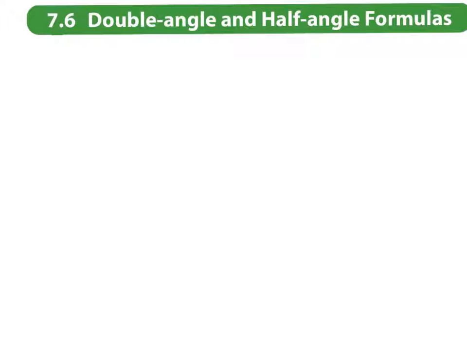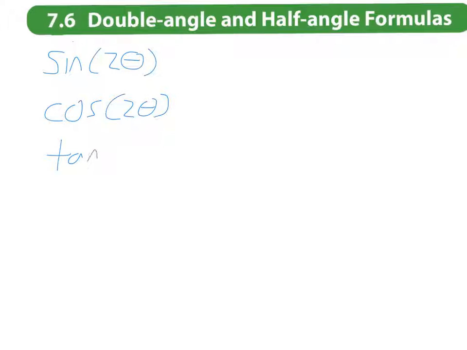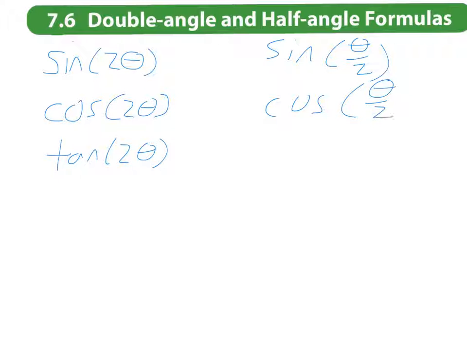Alright, this video is going to go over double angle and half angle formulas. What we mean by double angle is, say, a formula for the sine of 2 theta. Likewise, there come formulas for cosine of 2 theta and tangent of 2 theta, as well as sine of theta over 2, cosine of theta over 2, and tangent of theta over 2.